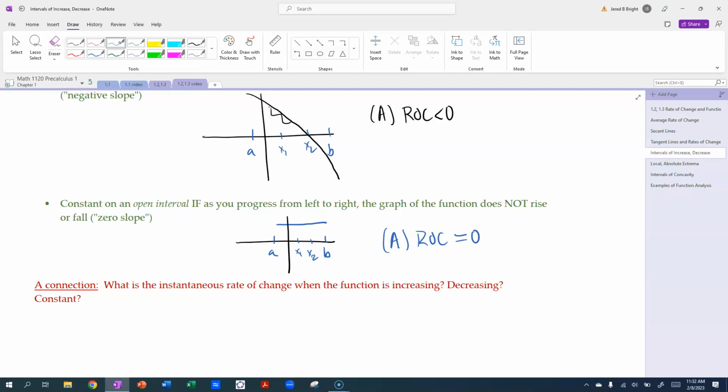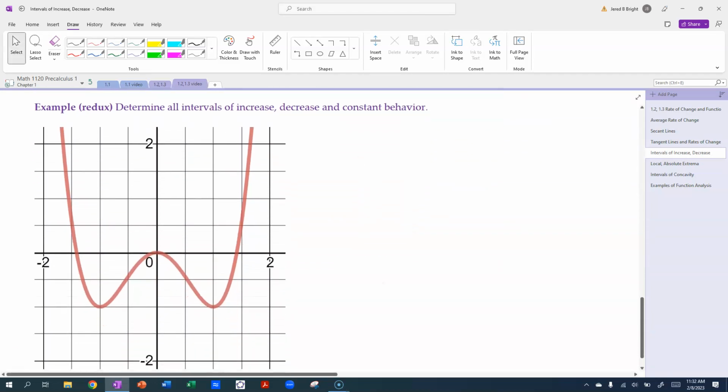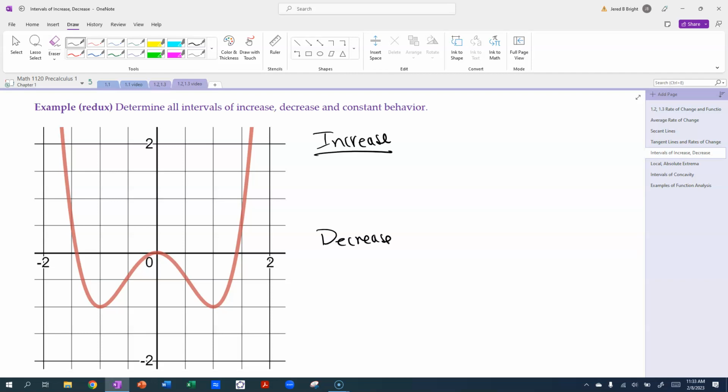And so I've been talking about this, but think about the average and instantaneous rate of change when these functions are increasing, decreasing, and constant. And so now, to use a little bit different language with this function that we started out with, we want to identify all intervals of increase, decrease, and constant behavior. So I'm just going to make note of that. Increase, decrease, and constant behavior.